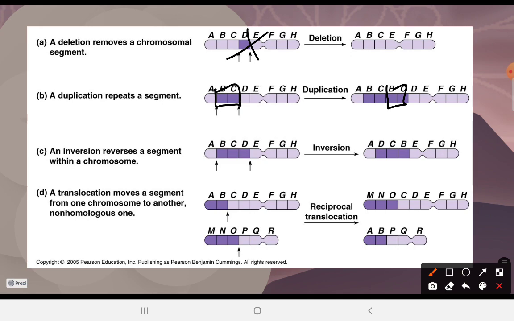Okay, the next, an inversion reverses a segment. So we could inverse genes. So here we have gene B and C reversing with D. And so the reason why that's an issue is genes on chromosomes are a lot like ingredients in a recipe book. You are made of ingredients, right?